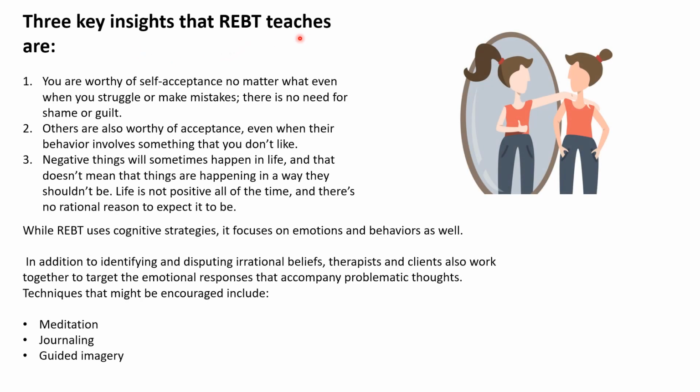Three key insights that REBT teaches. One, you are worthy of self-acceptance no matter what, even when you struggle or make mistakes. There is no need for shame or guilt. Two, others are also worthy of acceptance, even when their behavior involves something that you don't like. Three, negative things will sometimes happen in life, and that doesn't mean that things are happening in a way they shouldn't be. Life is not positive all the time, and there's no rational reason to expect it to be.